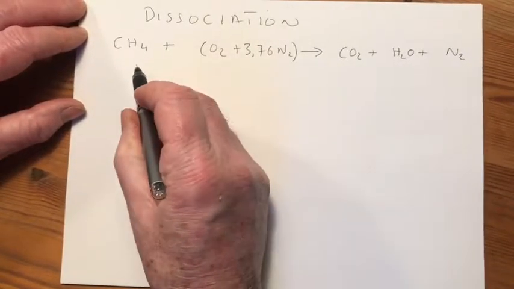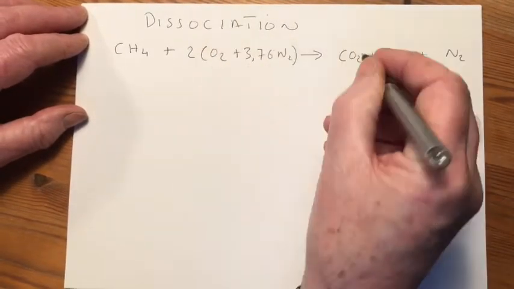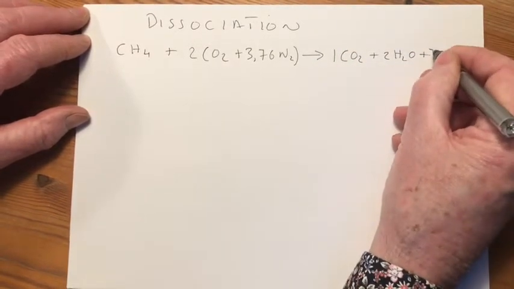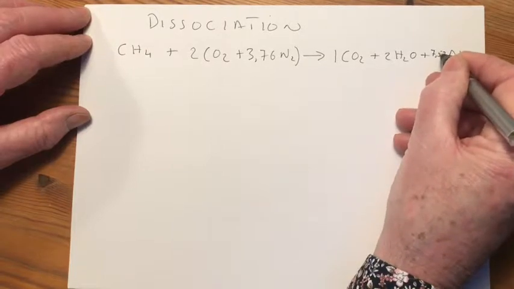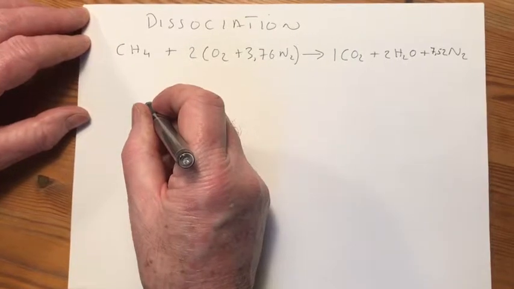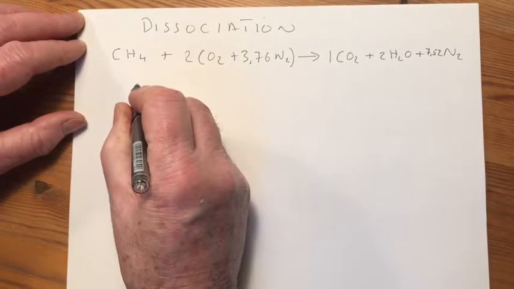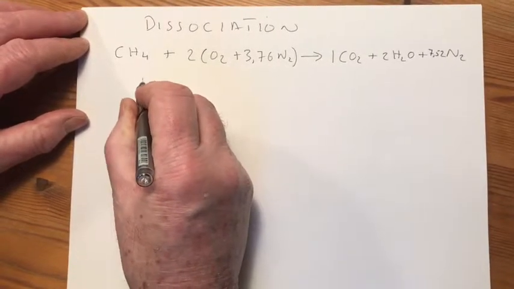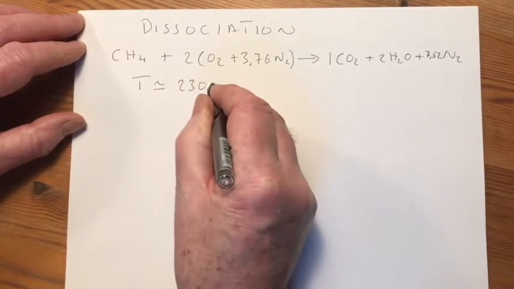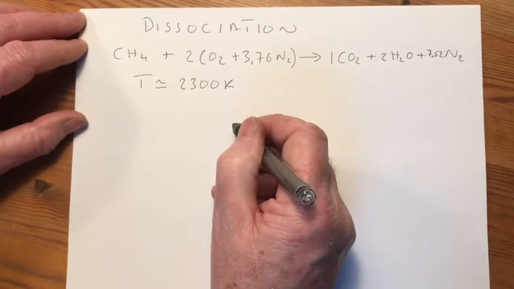So if we balance this reaction here, we'll find that the coefficient here is 2, the coefficient here is 1, this one is 2, and this is 7.52. Good. Now if we make some measurements of the products, I should perhaps simply say that the products will have a temperature, typically about 2300 Kelvin. That's approximately the adiabatic flame temperature.